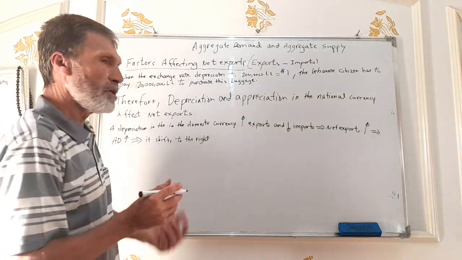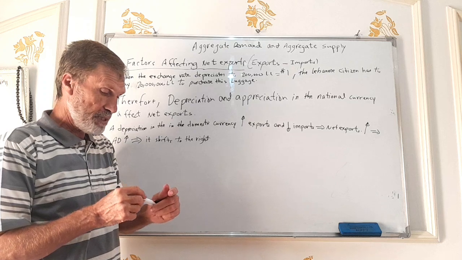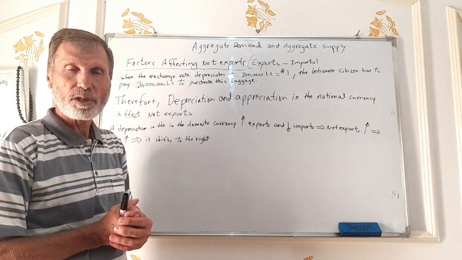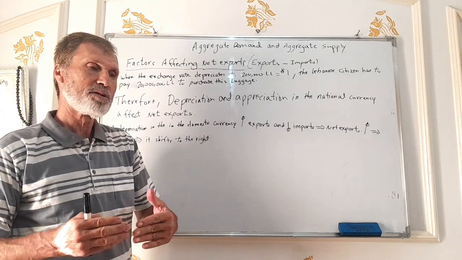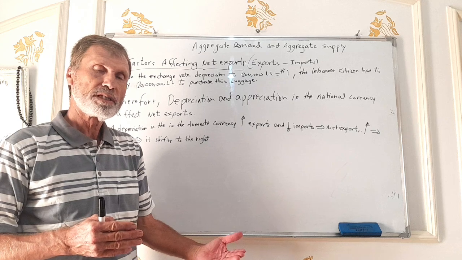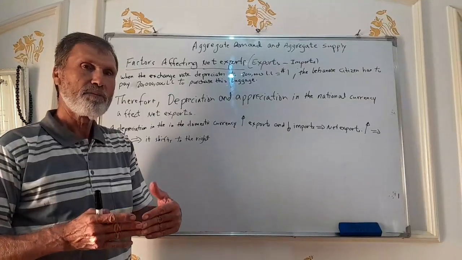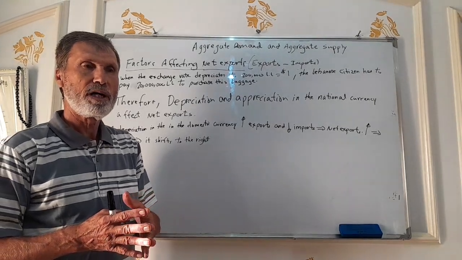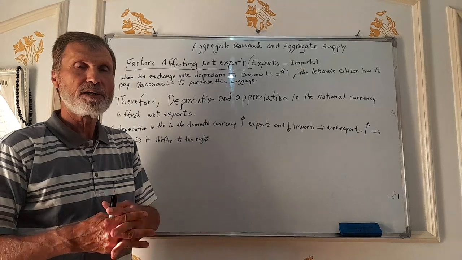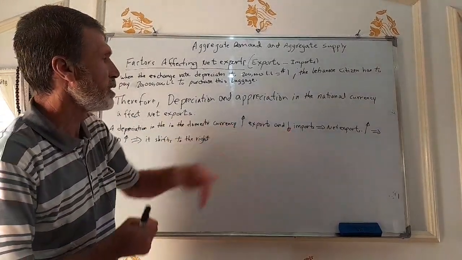So when there is a depreciation in the domestic currency or the national currency, that implies the domestic goods become cheaper, okay? So that makes foreign citizens purchase more of our domestic goods. Therefore, exports will increase, and our imports will decrease because there is a depreciation in the domestic currency. Therefore, we're going to experience less imports. So, as a result, net exports will increase.